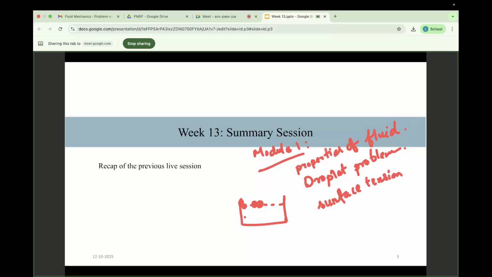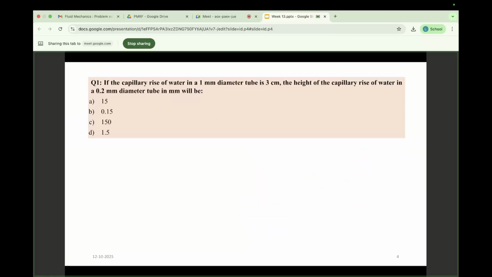Apart from this, please also remember the SI units of all these things, Newtonian fluid. I think you have studied that, and also the capillary problem. Based on this capillary rise problem, I am giving you a question. Please try to solve this one. I am giving you 2 minutes, and after that I will solve this one for you.